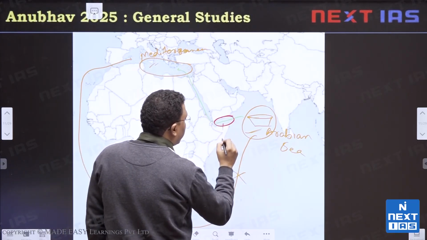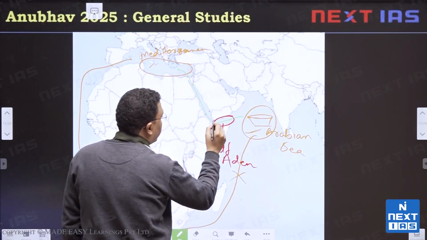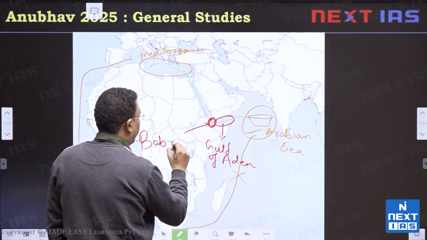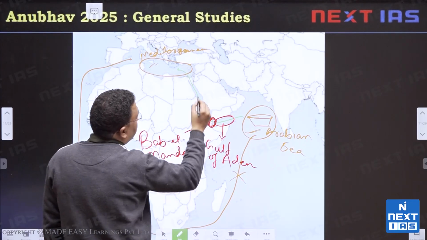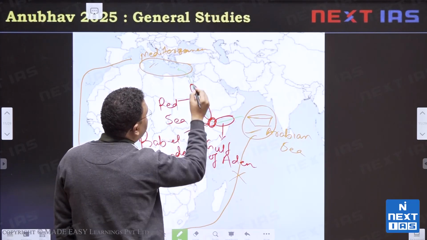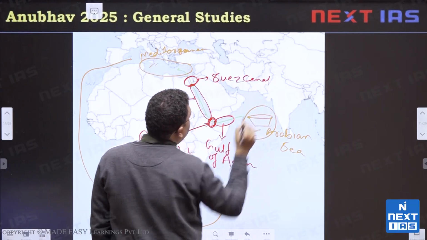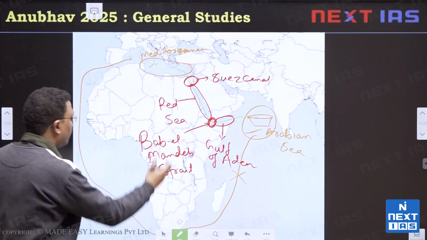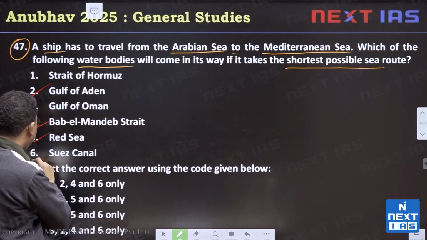So this, if you see, is Gulf of Aden, then there is one strait here that is called Bab el Mandeb Strait, right? Then this sea is called Red Sea, and there is one canal here that is very famous, called Suez Canal, right? So Gulf of Aden, then Bab el Mandeb Strait, then Red Sea, and then Suez Canal. These water bodies will come on the way.